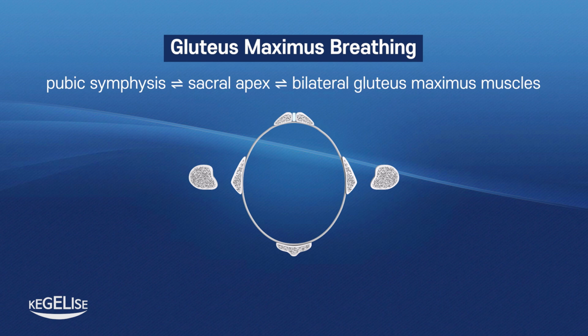When performing gluteus maximus breathing, imagine that 2 round balloons are placed, one in each gluteal region where the gluteus maximus muscle is located, and that their inflation inlets face the sacral apex. And then imagine that each round balloon is inflated backward and slightly outward with the breath inhaled toward the bilateral gluteus maximus muscles, passing through the pubic symphysis and the sacral apex.